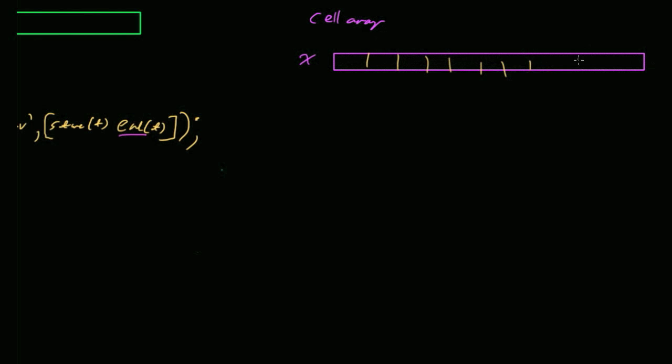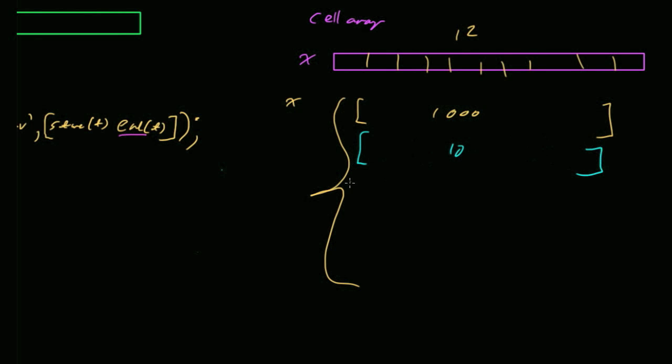When you define a cell array, X of 1 could be anything you want. X of 1 could be an array of 1,000 elements. X of 2 could be an array of 10 elements. X of 3 could be an image. X of 4 could be a string. It just doesn't care. It lets you cram in whatever you want. It's pretty nice.